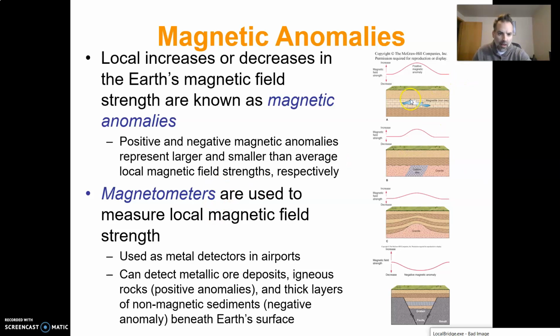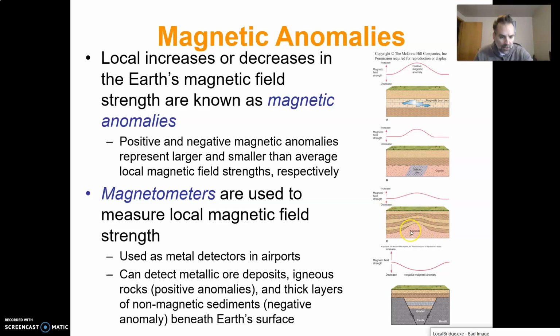On your right here, this is the magnetic field strength, which increases and decreases. Let's say you have some magnetite or some iron ore deposit in this rock layer. When the magnetometer graphs it out, it's going to graph out this symmetrical bump that represents a positive magnetic anomaly. And over here, you may have, let's say, a dike or some rock layer that's really enriched in iron. It's also going to show you an increase in magnetic field strength.